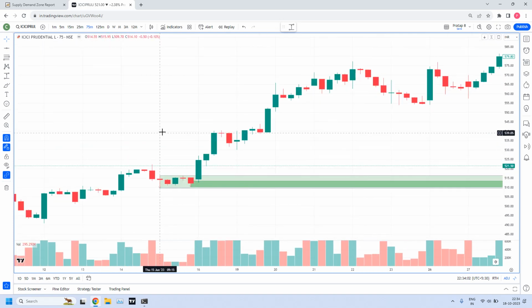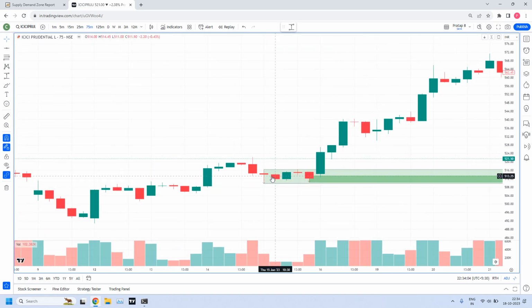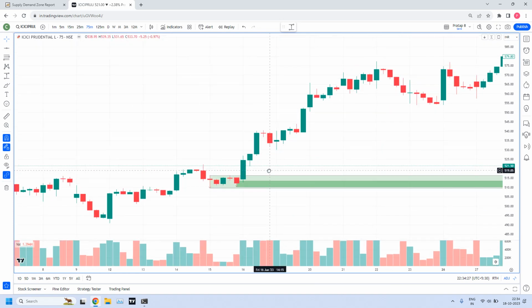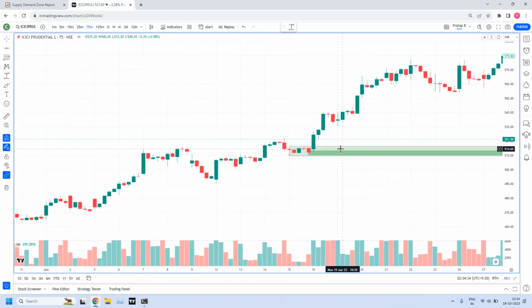Go to the 75 minutes. We didn't have any clear. So the 75 minutes zone and the daily zone are looking almost the same. The only difference is the daily zone has one base candle, and this 75 minutes demand zone has a drop, 5 base candles and then a rally. So we didn't find an origin where the move actually started.